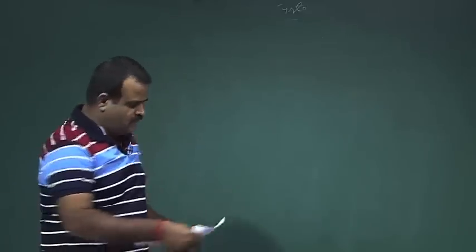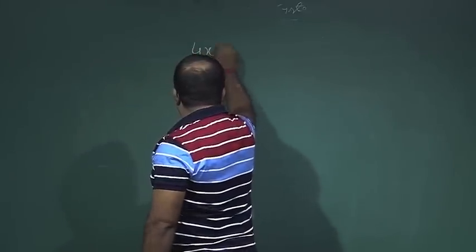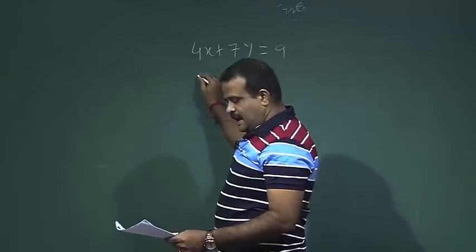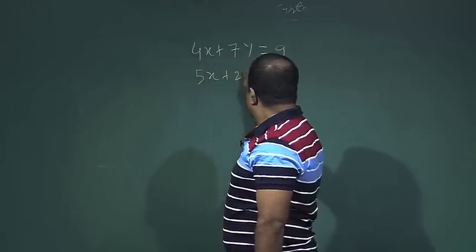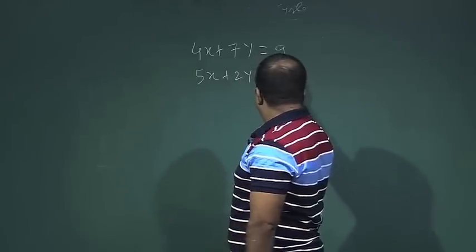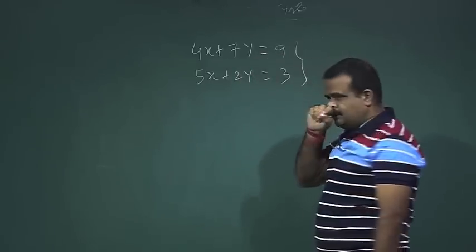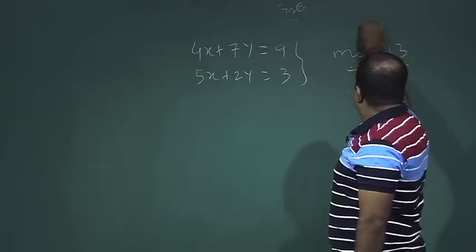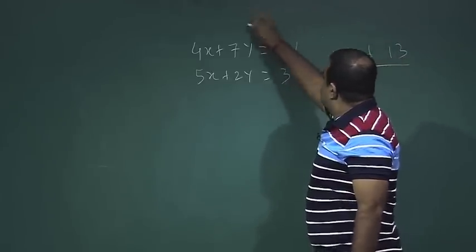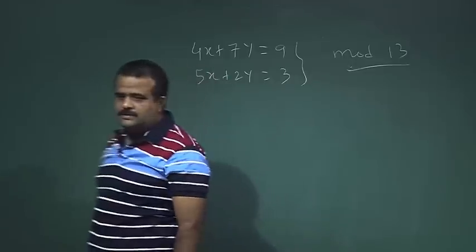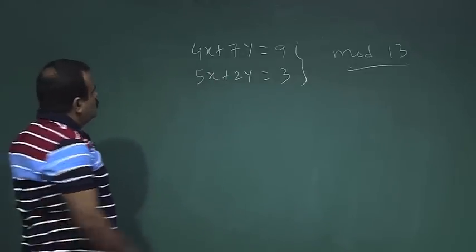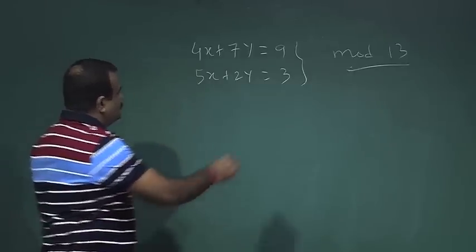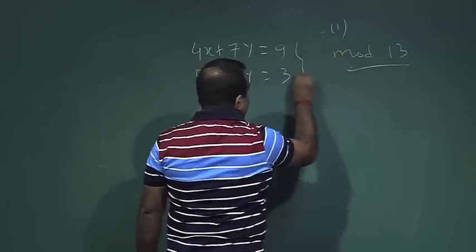Suppose we have this system: 4x plus 7y equal to 9 and 5x plus 2y equal to 3, and we have to solve this system of equations modulo 13. So our n is 13. How can we solve this system? We can multiply the first equation by 4 inverse mod 13. This is equation number 1, equation number 2.